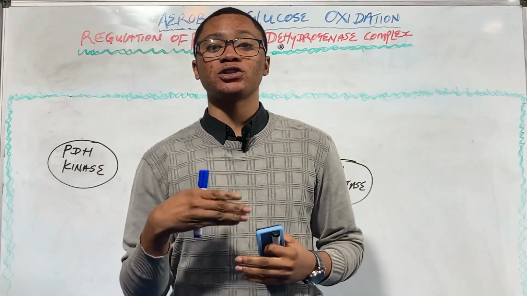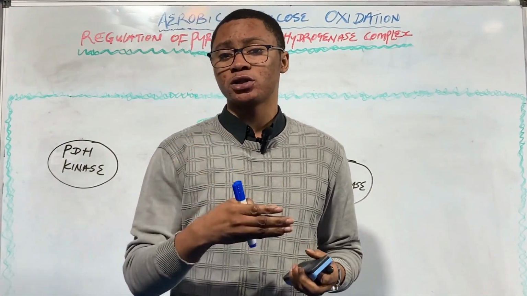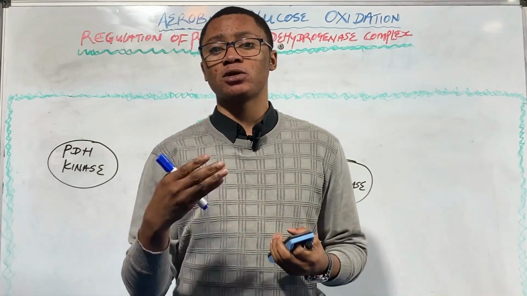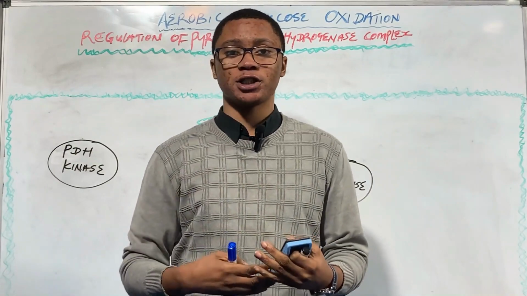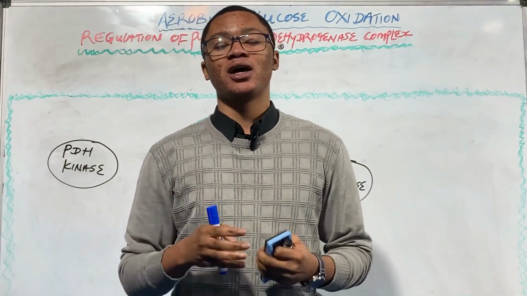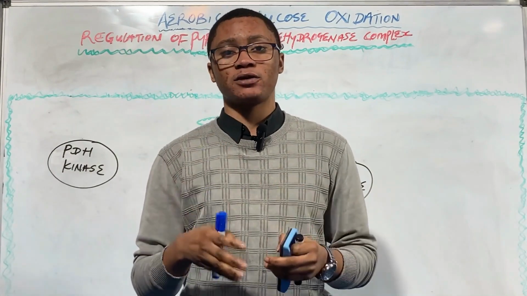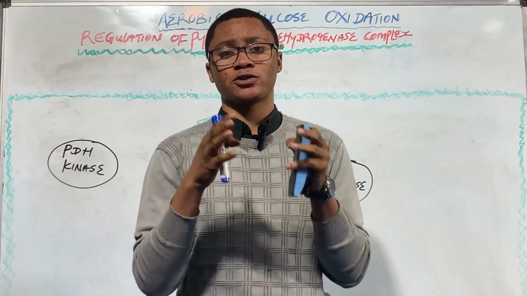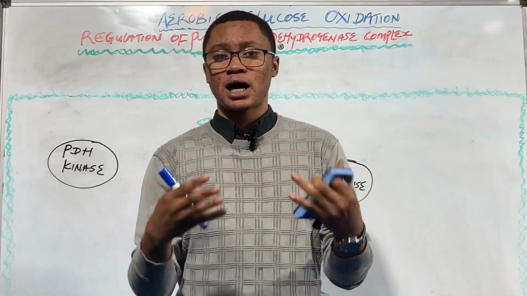All right, so the pyruvate dehydrogenase complex is regulated by two means. We have the end product regulation or inhibition, and we have the covalent modification, which includes phosphorylation and dephosphorylation. The pyruvate dehydrogenase complex is always inactive in the phosphorylated form. So once it's phosphorylated, it is inactive, and in the dephosphorylated form, it is active.